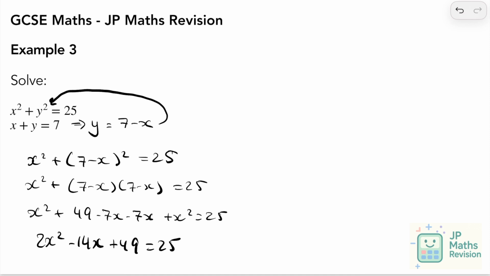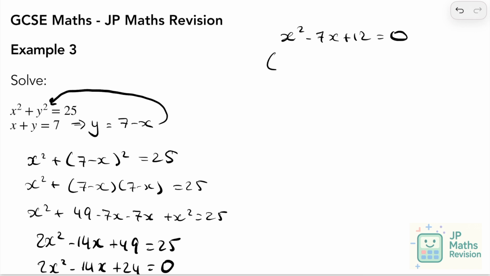Again, it's a quadratic, so I'm going to make it equal to 0. So subtract 25 from both sides. I end up with 2x squared minus 14x plus 24 equals 0. So now, because they're all divisible by 2, I can divide everything by 2. And I can rewrite this as x squared minus 7x plus 12 equals 0. Factorising this, I get (x minus 3)(x minus 4) equals 0. And then solving, we have x equals 3 and x equals 4.